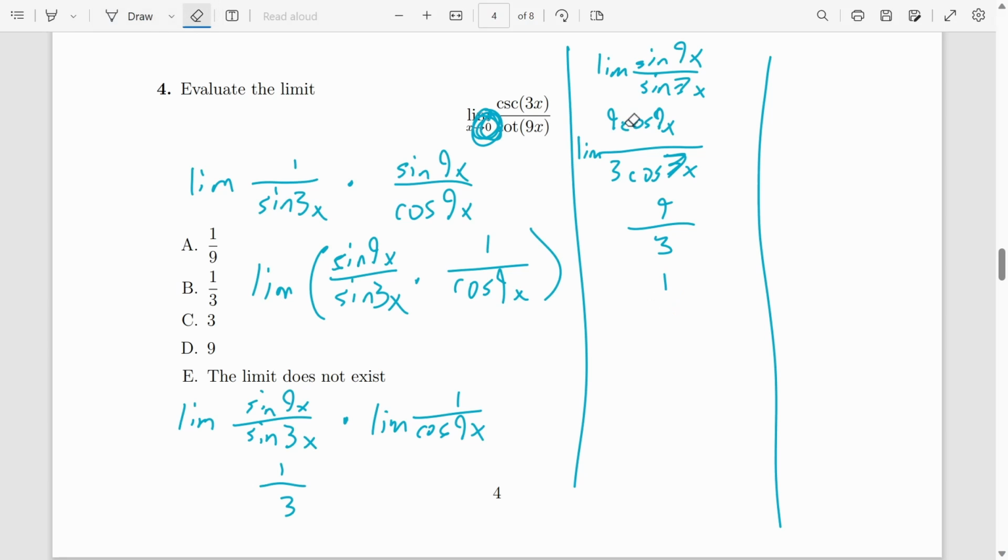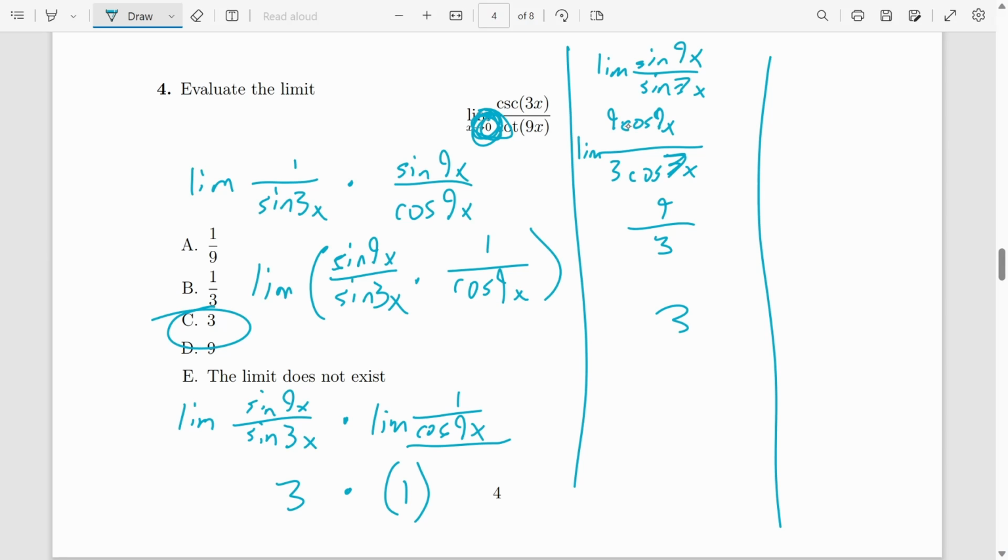No, not 1/3, just 3. I don't know what the heck I'm doing. So 3 times the limit of 1 over cosine of 9x. And again, we can plug in 0 for the cosine. So 1 over the cosine of 0 is just 1 over 1, aka 1. So it's just 3 times 1, which is 3.